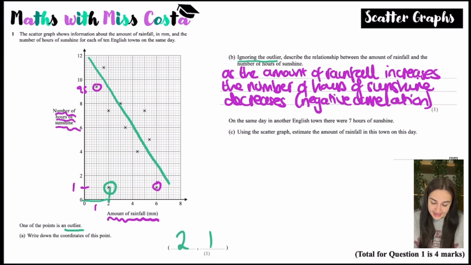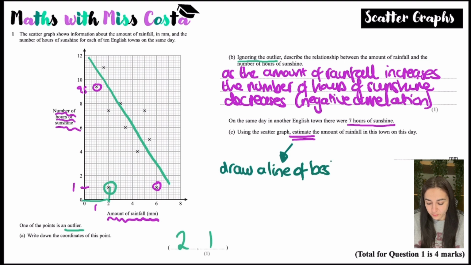Now, the next question says, on the same day in another English town, there were 7 hours of sunshine, and using the scatter graph, estimate the amount of rainfall in this town on this day. It's really important to read this carefully. When you are estimating from a scatter graph, you don't just pluck a random coordinate out of thin air. You have to draw a line of best fit. I've already drawn one over here. A line of best fit essentially means draw a line going through as many of the coordinates as possible, and roughly the same amount will be above the line as below the line.